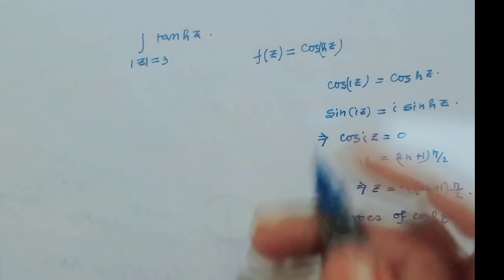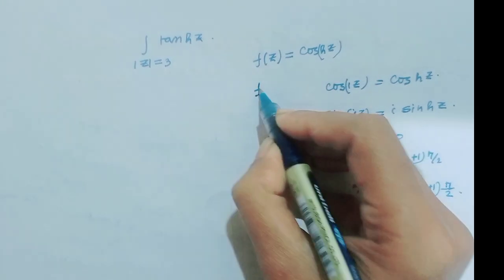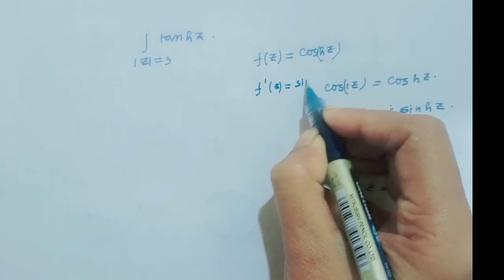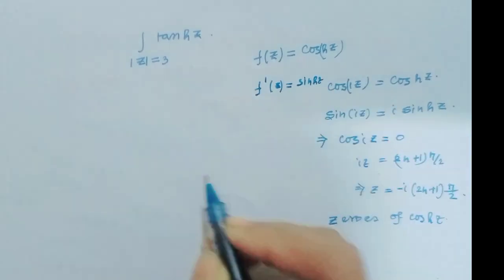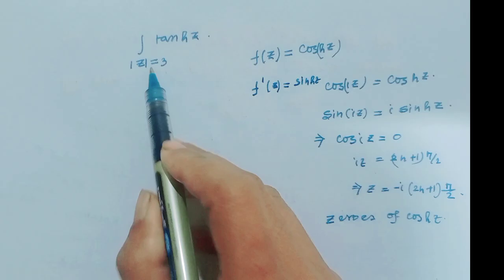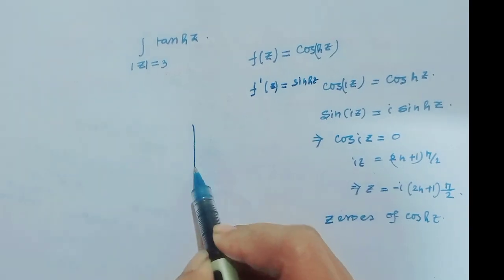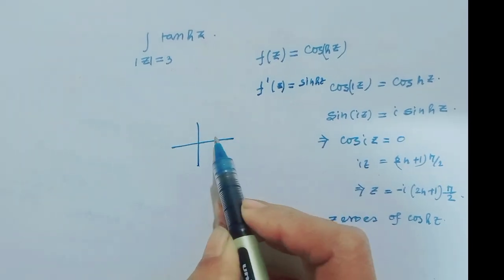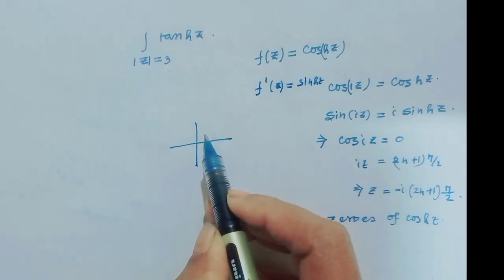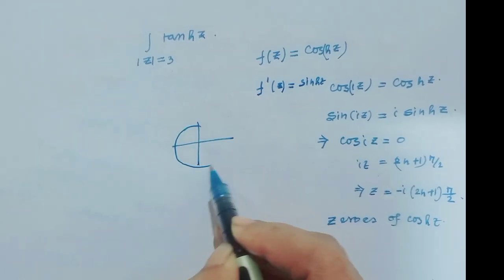And f prime z equal to sin hyperbolic z. That means, and here the circle mod z equal to 3, that means the center at 0, radius 3.